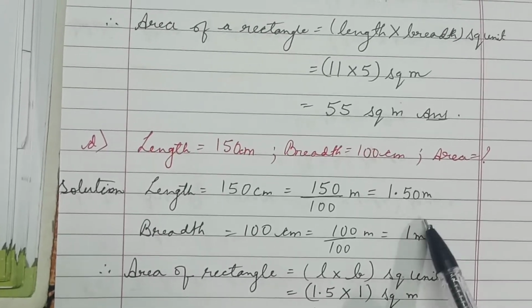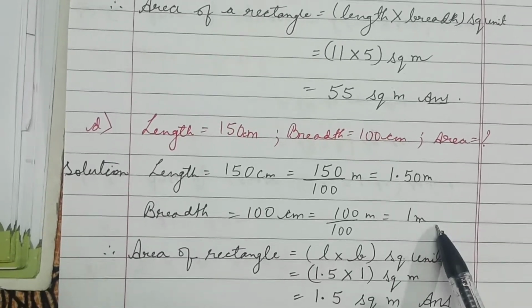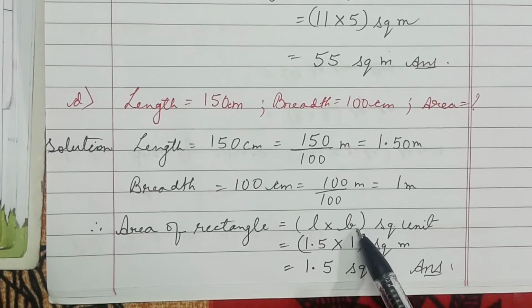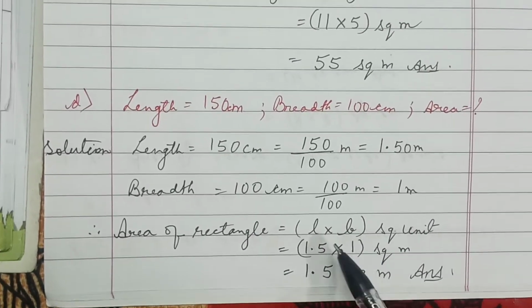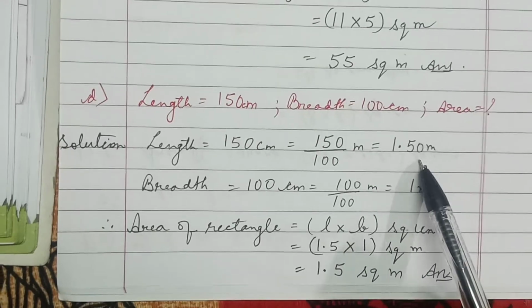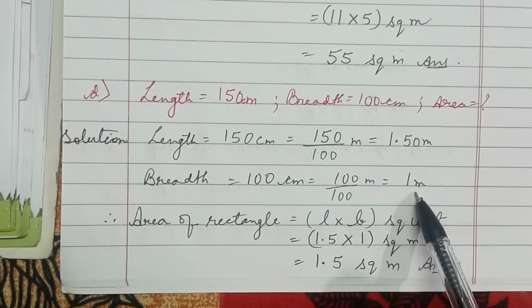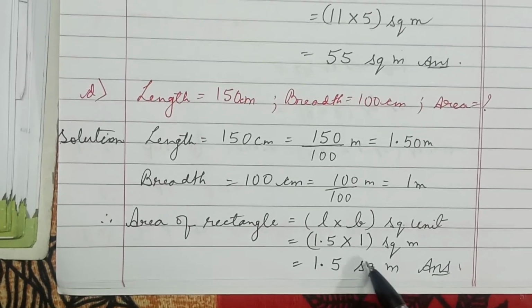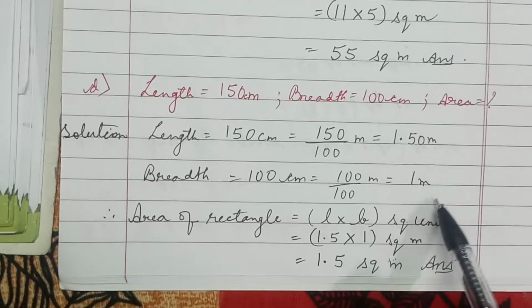Now children, both are having same unit, meter, meter. Now you can find the area of a rectangle. Length into breadth square unit. Length is your 1.5 and breadth is your 1. So 1.5 into 1, that is your 1.5 square meter, because both are in meter, no?